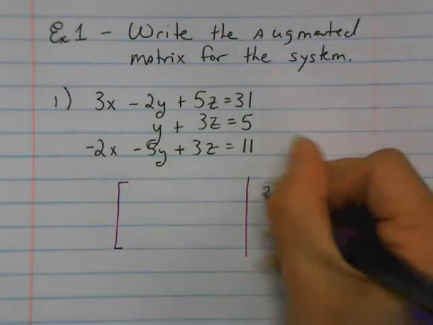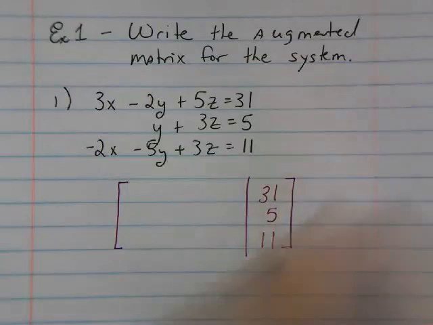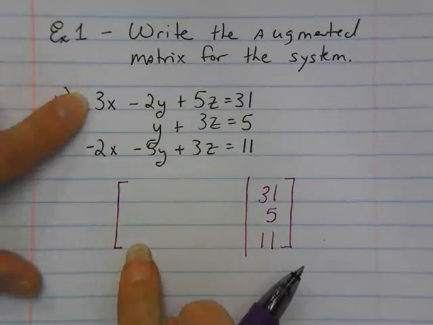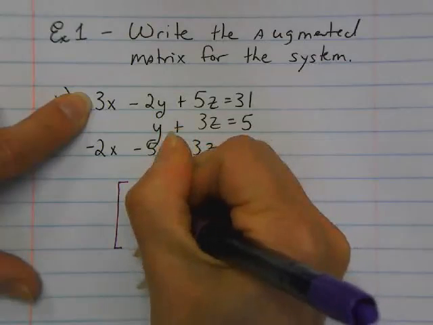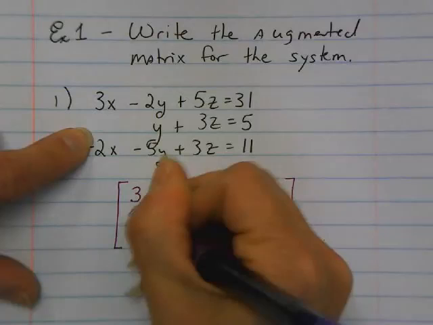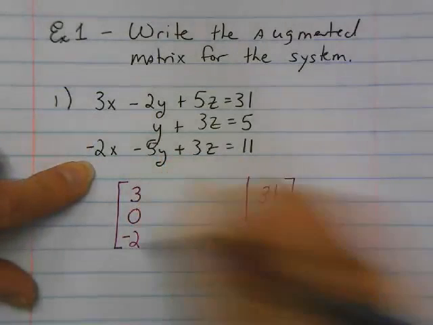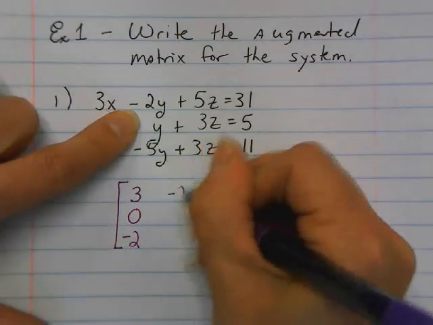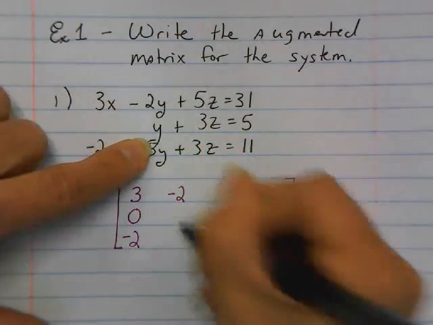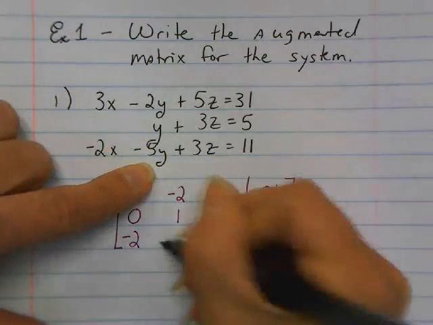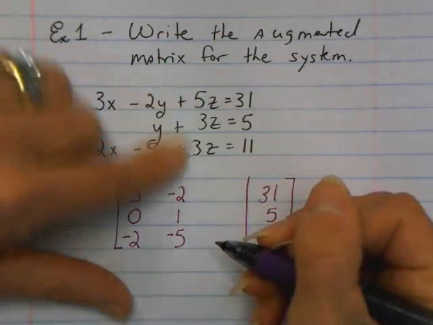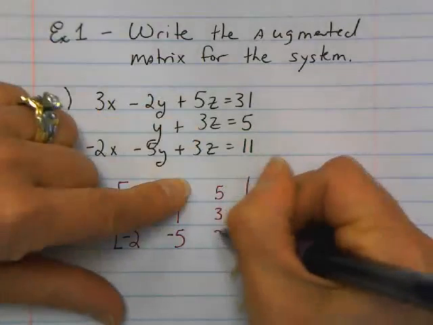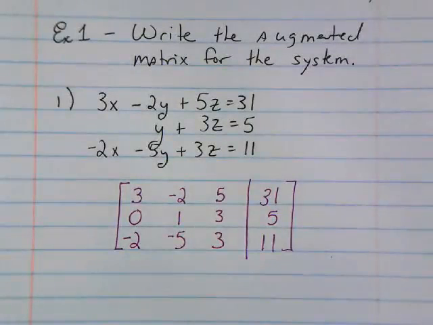So on this side of the bar, I'm going to put 31, 5, and 11. What goes over here in the first column are your x's. He's got a 3x, this guy has no x, so we put a 0, and he has a negative 2x. The middle column will be my y values. So I'm going to put a negative 2, the coefficient of that y is 1, and the coefficient of this y is negative 5. And now I do my z's. So his coefficient is 5, 3, and 3. And that's your augmented matrix.